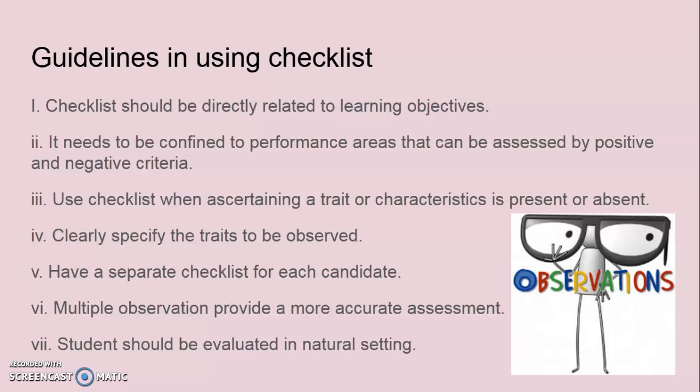So what are the guidelines used in a checklist? The checklist should be directly related to learning objectives. So what is the objective as per which the checklist has to be created? It needs to be confined to performance areas that can be assessed by positive and negative criteria. Knowledge cannot be tested with the checklist, whereas skills can be tested by an observational checklist.